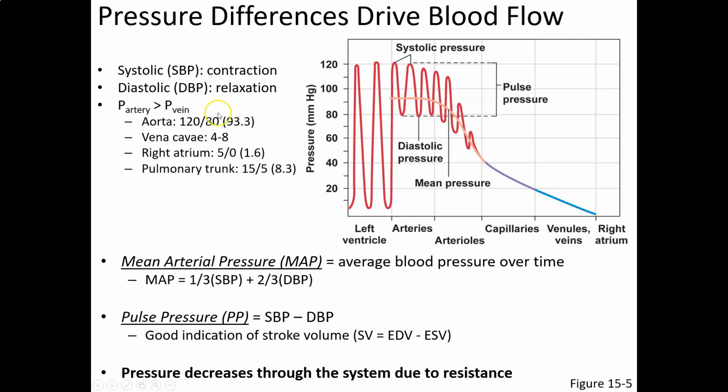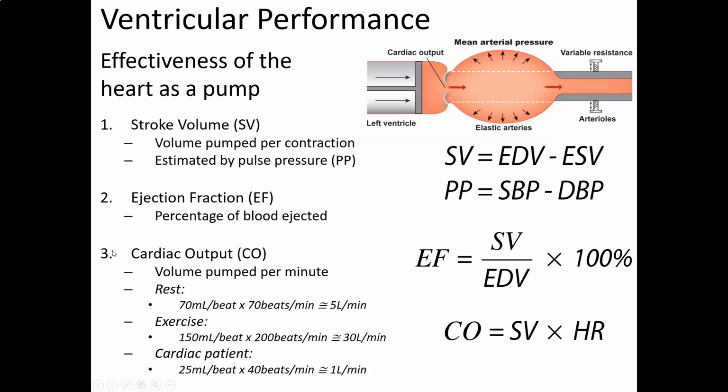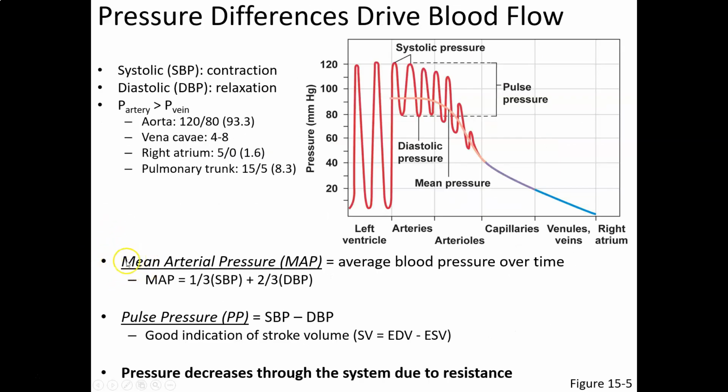So one of the things that we want to know oftentimes in situations like this is the average blood pressure over time. And that average blood pressure over time is called the mean arterial pressure. So we see it right here, the mean arterial pressure, okay? It's not calculated the way you think because it has to do with the time.